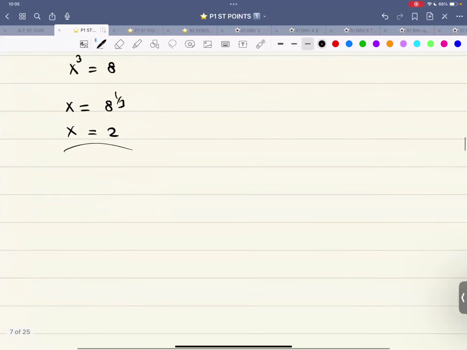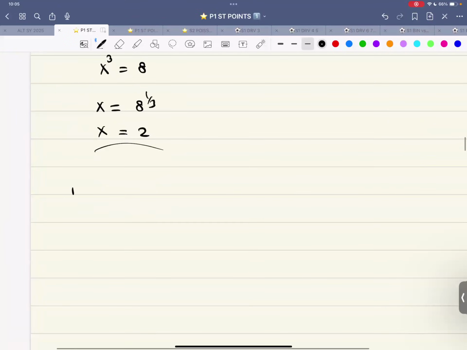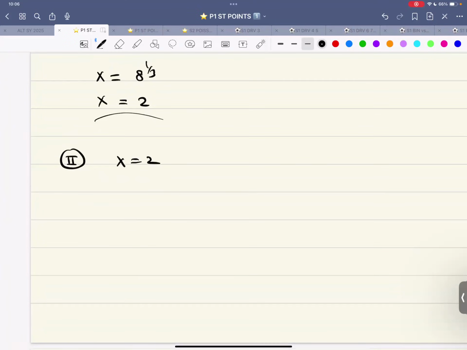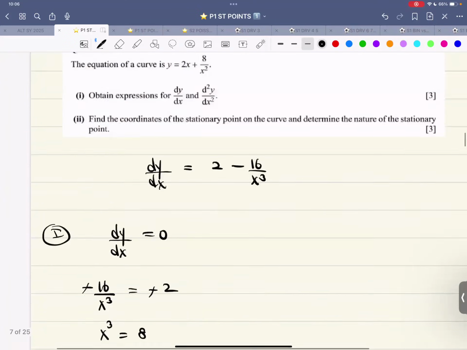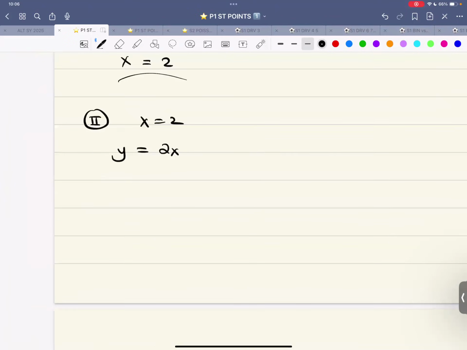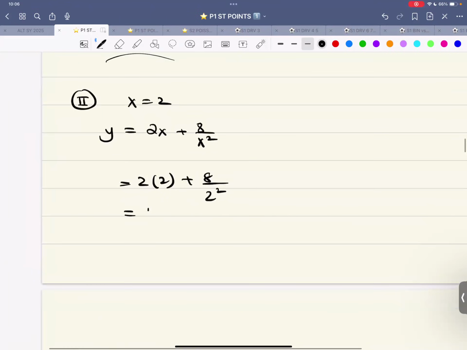The second step, which is when x is 2, y is equal to, what is the original equation? 2x plus 8 over x squared. This is 2 into 2 plus 8 over 2 squared. This is 4 plus 8 over 4 is 2. This comes out to be 6. Therefore, the coordinates are 2, 6.